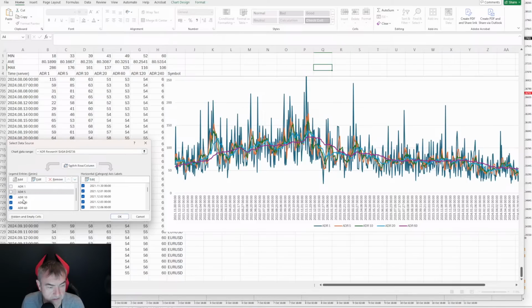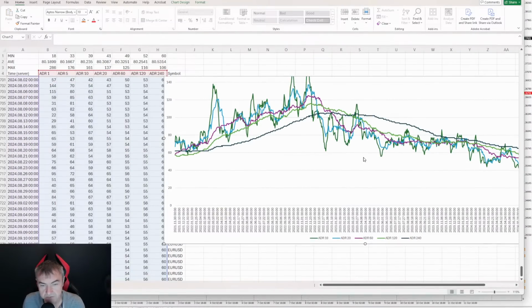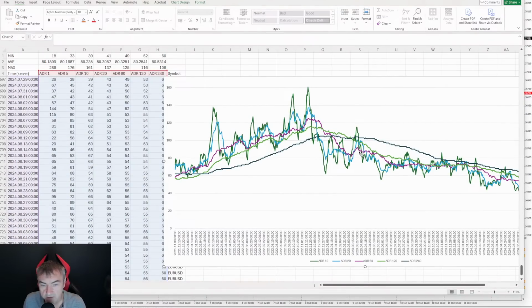So I remove those. We're looking at ADR 10, 20, 60, and I've put in 120 and 240 as well. These lines here are the really smooth ones, the 240 and the 120. This purple one here is the 60. This 60 line has enough movement when we're going through periods of volatility, but it doesn't move ridiculously.